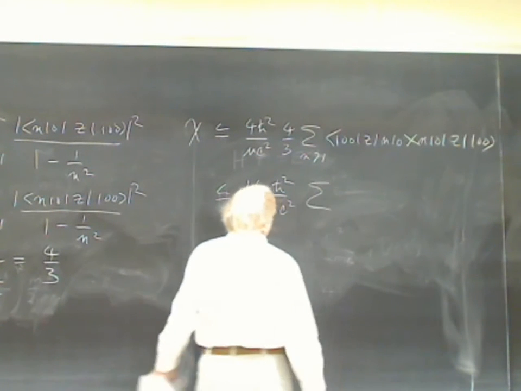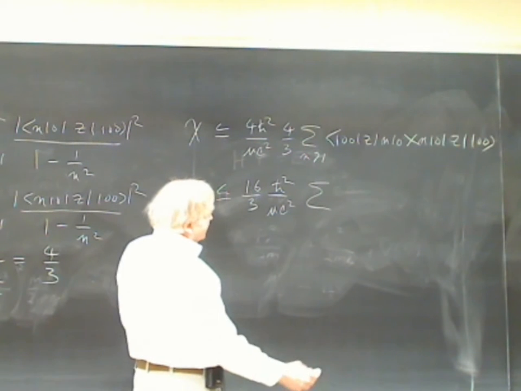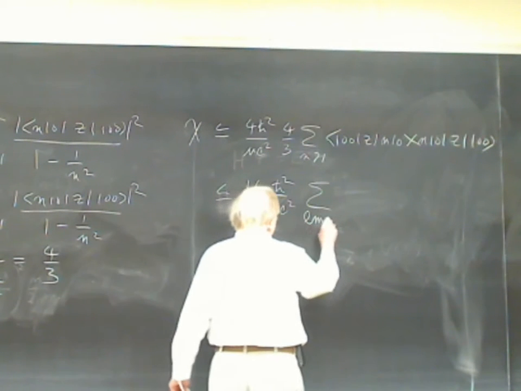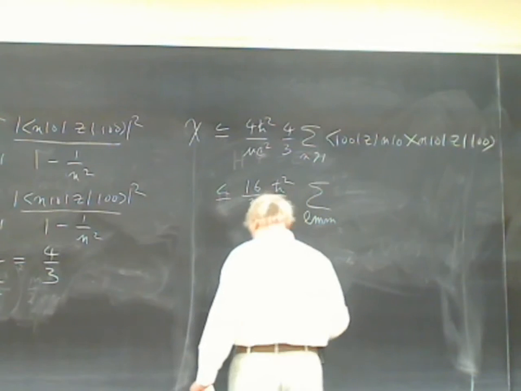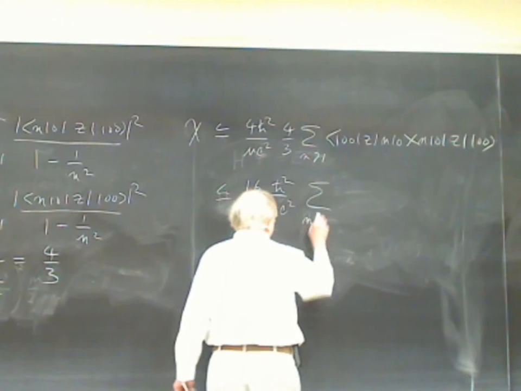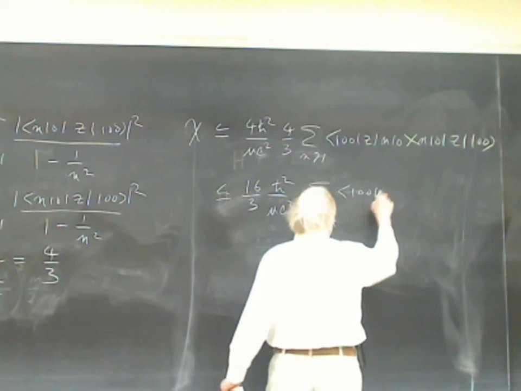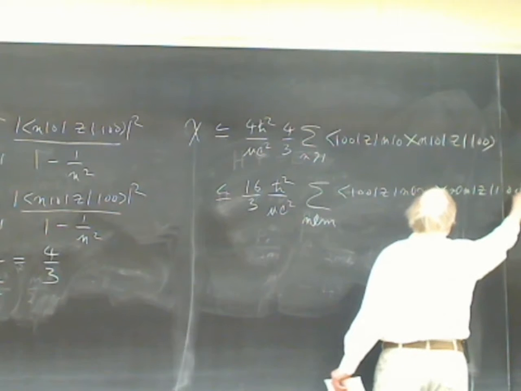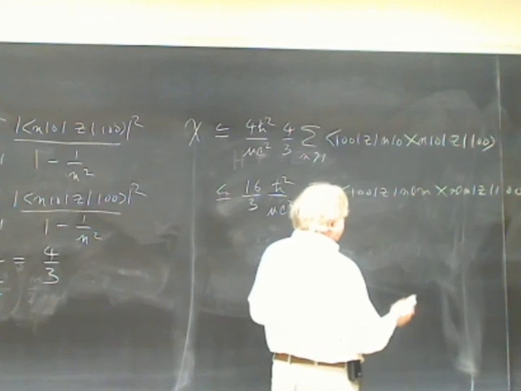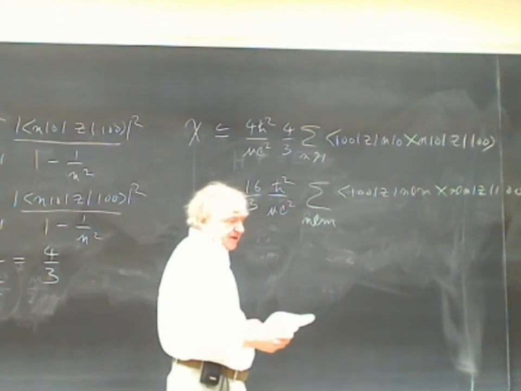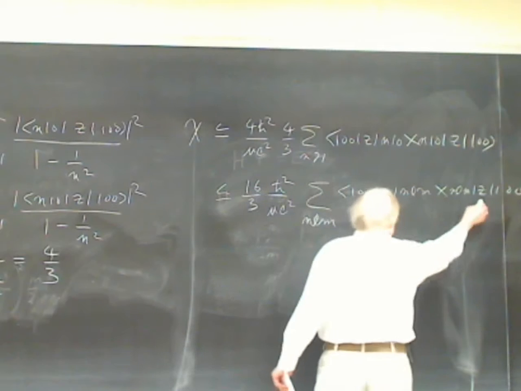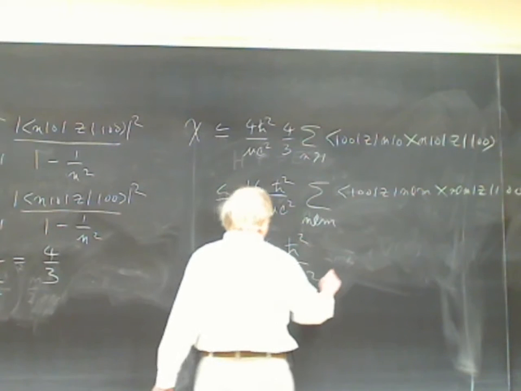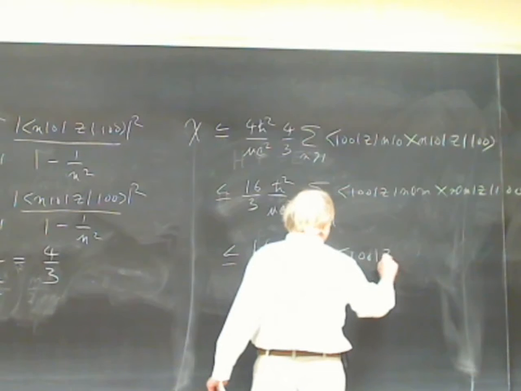But now it's the sum not simply over n greater than 1 and L equal to 1 and m equal to 0, but we can say it's over all n, L, m: |<n L m|z|1 0 0>|^2. And all these terms are positive because they're just the absolute value squared. But now this is the identity operator. So this is less than or equal to 16 over 3 h bar squared over mu e squared times <1 0 0|z squared|1 0 0>.